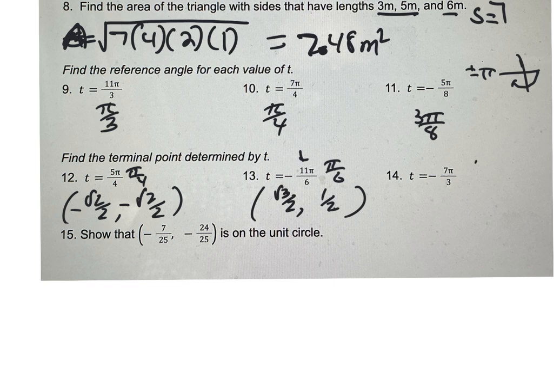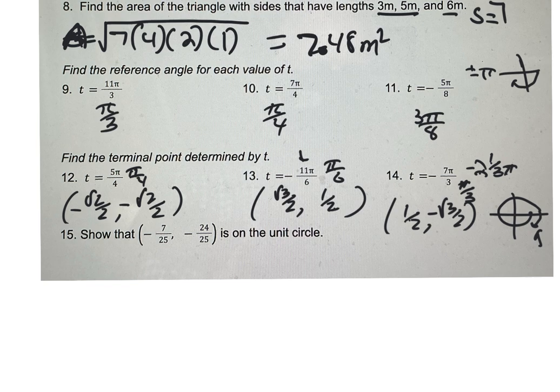14, that's really -2 and 1/3 pi, which means you would go all the way around the circle -1 time and then down a third. So I'm thinking of pi over 3, first of all. In pi over 3, I have a 1/2 and a square root of 3 over 2. I've already shown you it's in quadrant 4, which means x is positive, y is negative.